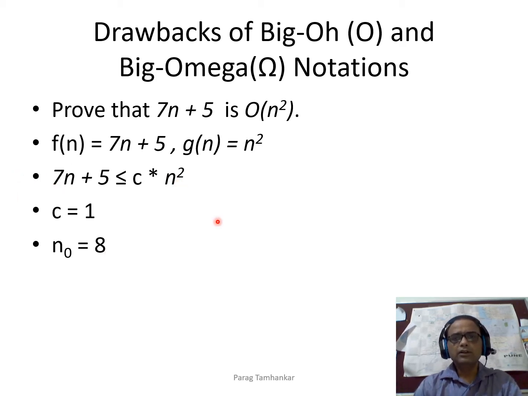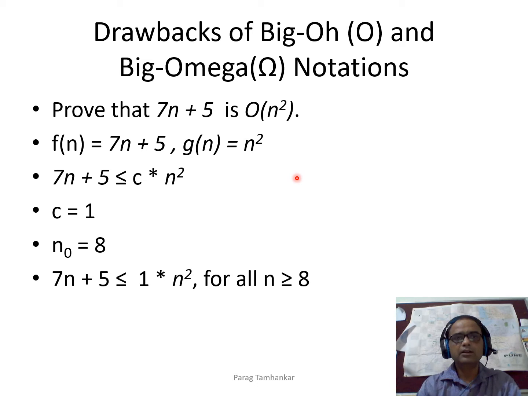So although in practice we will never say that 7n plus 5 is order of n square, our big O notation can prove it, that 7n plus 5 is big O of n square. So it places an upper bound, but it doesn't tell you how good the bound is, right? So that's the trouble. So 7n plus 5 is less than or equal to 1 into n square for all n greater than or equal to 8. So that is the drawback of big O.